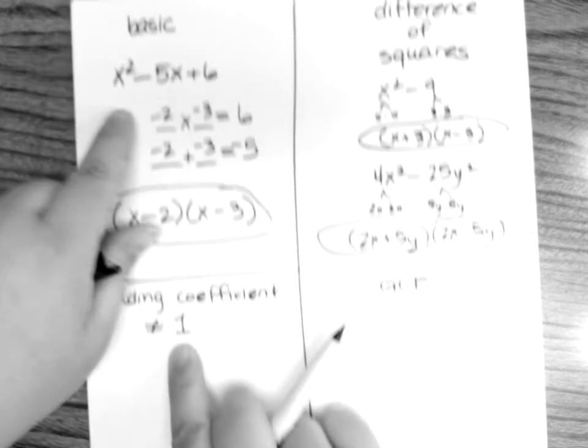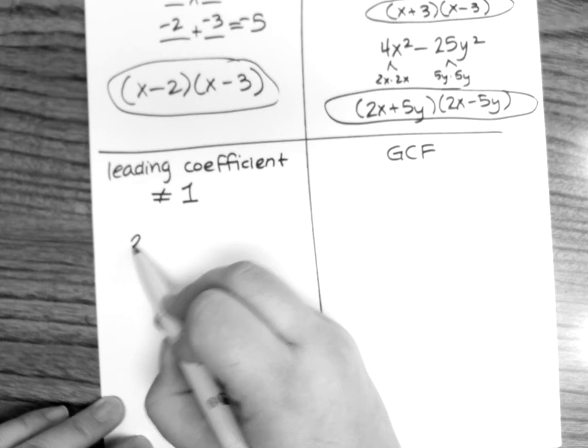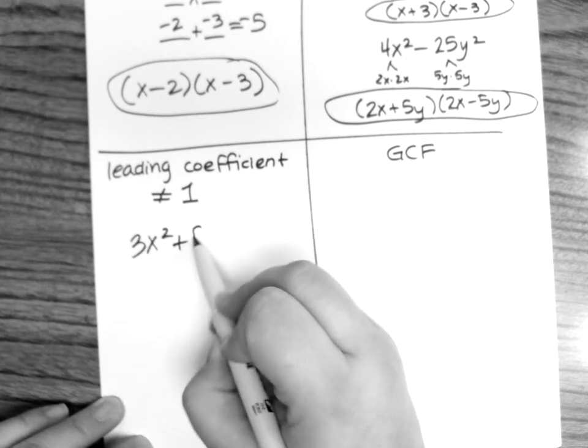Now the one we've most needed to work on today, this is where the leading coefficient is not 1. In other words, the number in front of x squared is not 1. That's the kind where you need the box method. So we did this one, was the last one we did in class.